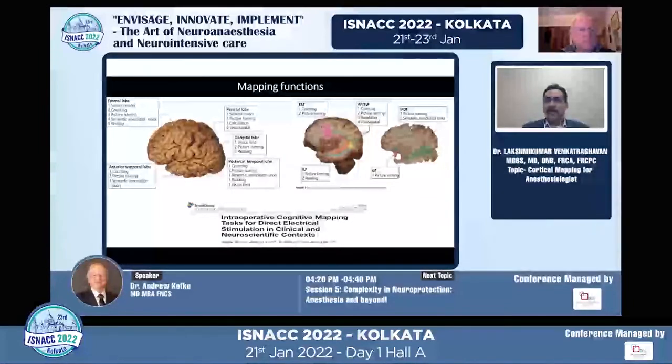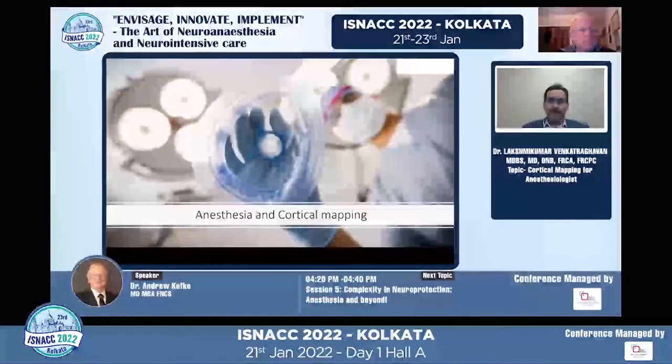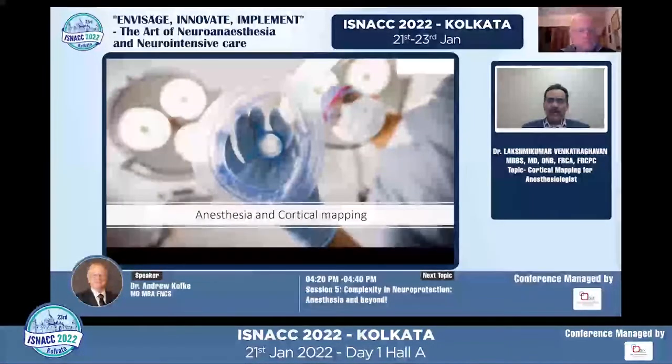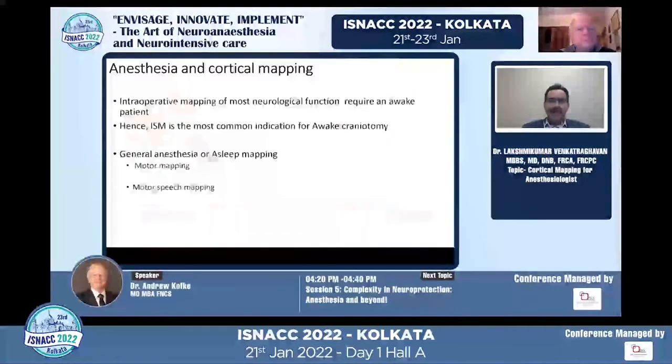So if people are really interested, I strongly recommend this article, which was just published in March 2021 in Frontiers in Human Neuroscience. The figures are from that article. It's a really good review on this topic. So more important for us, the anesthesia and the cortical mapping.